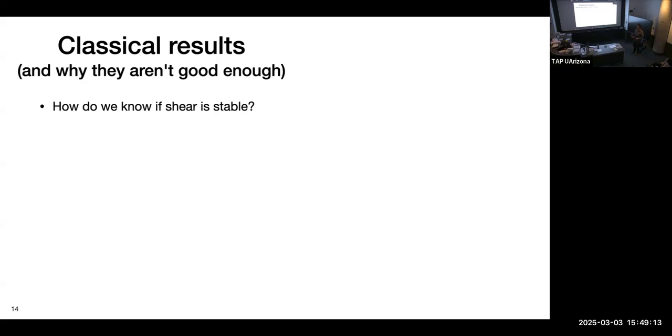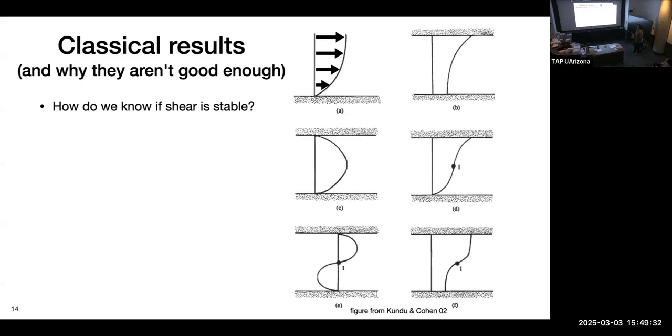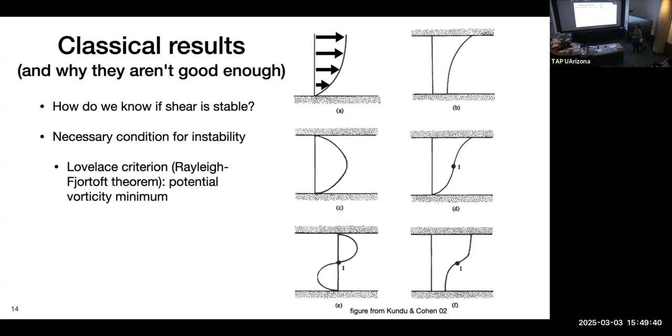And how do we know if a shear is unstable or not? There are some classical results regarding this. Here's a velocity profile. There's a wall at the bottom, and the velocity is increasing going away from the wall. There are a bunch of other shear profiles. Which of these are unstable and form vortices? Well, there's this old criterion, sometimes called the Lovelace criterion or Rayleigh-Fjortoft theorem, depending on who you talk to. It basically says you need a potential vorticity minimum. According to this necessary criterion, the upper four are stable, and it's only the bottom two that are possibly unstable. But it's a necessary criterion, so we don't know if it's unstable or not.